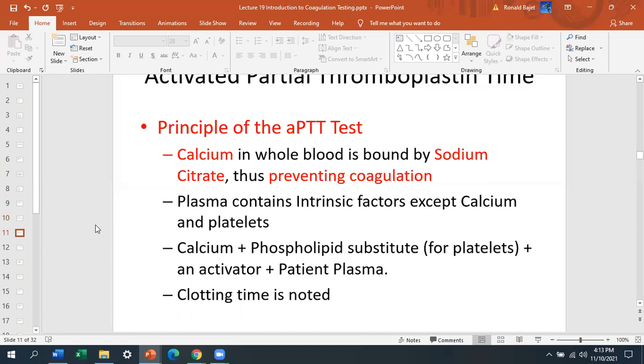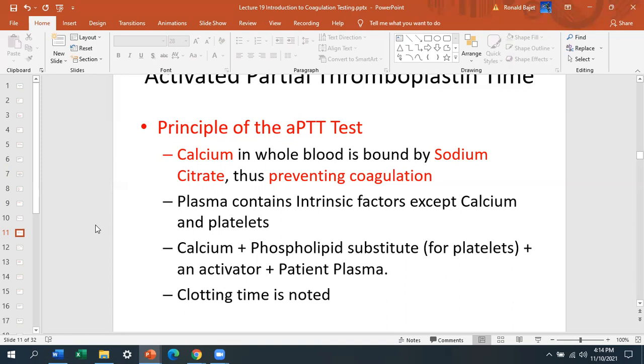Okay. So the principle of the APTT is similar. You take out the calcium with sodium citrate to prevent coagulation. The reason they use calcium is because it's a reagent that's easily replaced. You can link calcium to any kind of reagent. So what you have now is plasma containing the intrinsic factors except calcium and platelets, because the calcium is removed. So you have calcium plus phospholipid substitute for platelets, plus an activator, plus the patient plasma.